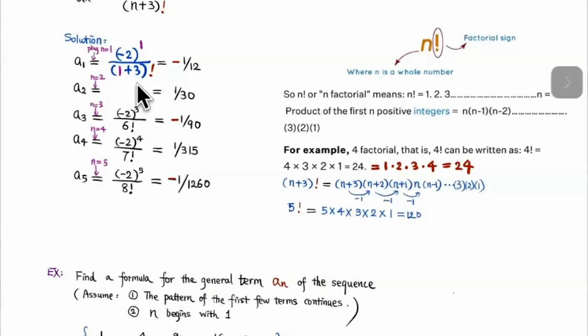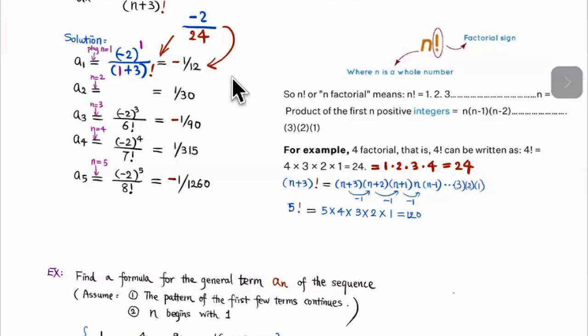Now let's think about A1 again. We're not done. In the denominator here we have 4 factorial, and 4 factorial is equal to what? 24, right? So you have -2 over 24, because 4 factorial is equal to 24. Reducing them, you get -1 over 12.